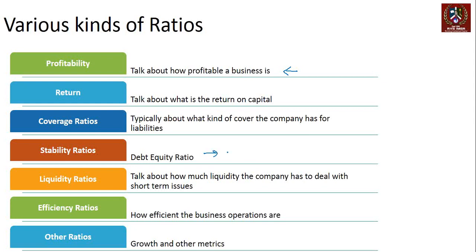Stability ratios typically talk about long-term liabilities or interest-bearing liabilities, which will give us an idea about debt equity ratios. Liquidity ratios talk about how much liquidity a company has to deal with short-term issues. Let's say there is a sudden concern on cash requirement by a company. Liquidity ratios throw an important idea about that. Efficiency ratios talk about how efficient the business operations are, how much sales the company is generating by using a certain amount of assets essentially. And other ratios could be on growth and other metrics.